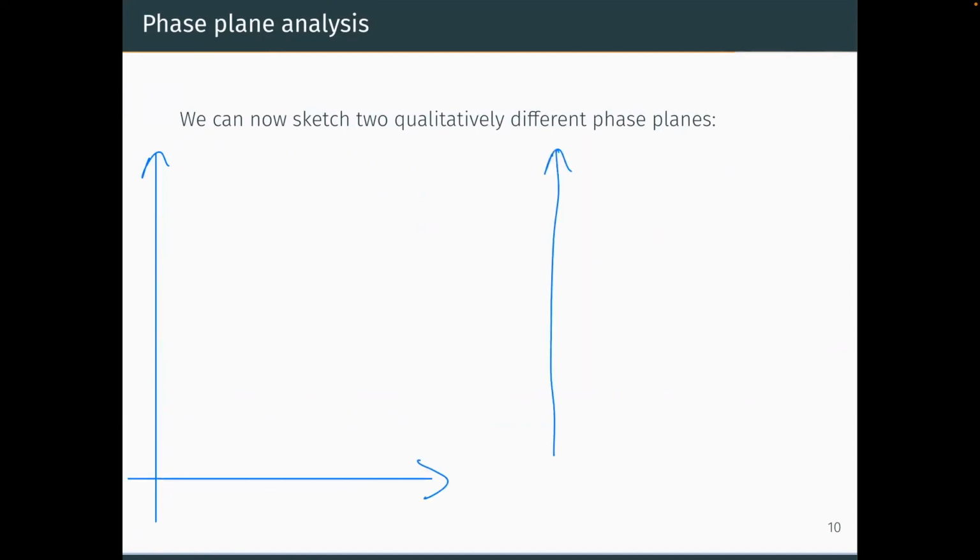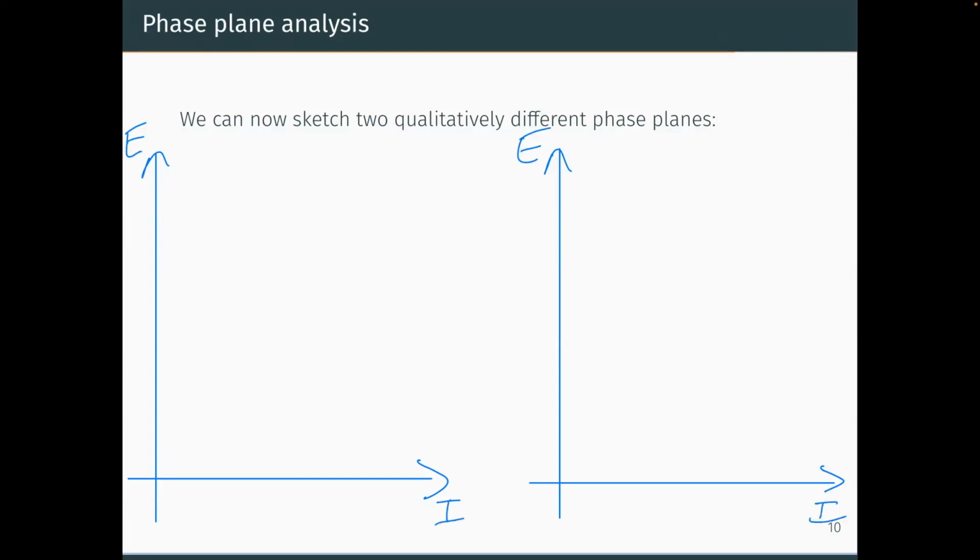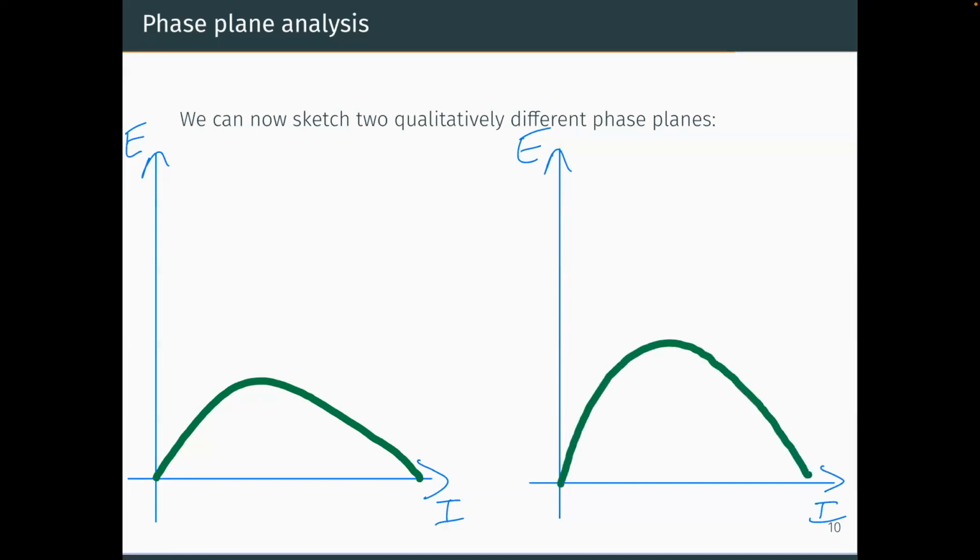So I'm going to consider two types of phase planes, and the reason is because there are two orientations that we can think of for these null lines. So this is going to be my E on my vertical axis, and I on the horizontal. I'll keep the same notation. My null cline for dE/dt is going to look something like this. It crosses the axes at 0 and 1, this is dE/dt equal to 0.